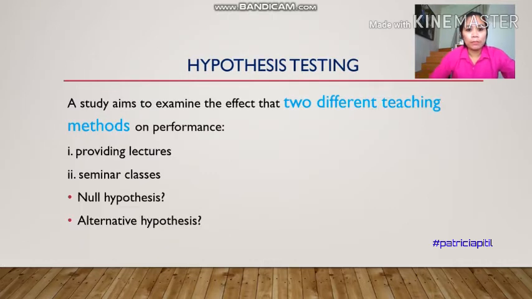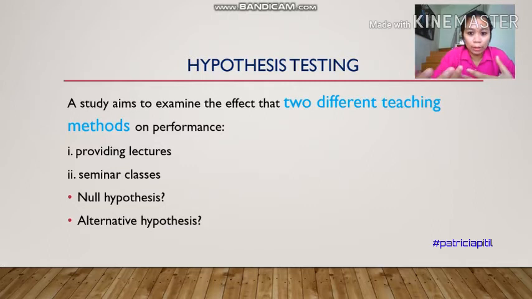Okay, so I'm giving you an example here for hypothesis testing, inferential statistics. A study aimed to examine the effect of 2 different teaching methods on performance. I highlighted the blue part: two teaching methods, meaning that the two IVs are the two conditions here, on performance. Performance is the DV, the thing you measure.